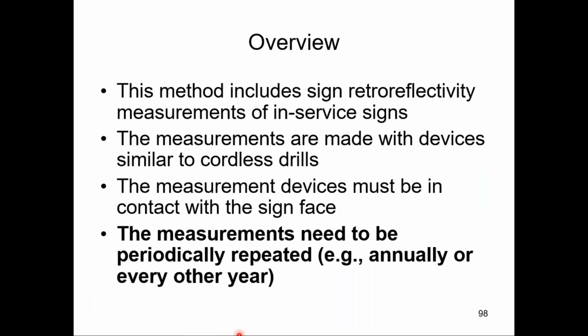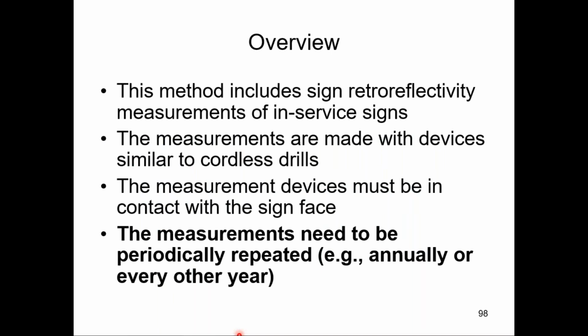It includes sign retroreflectivity measurements of in-service signs. The measurements are made with devices that some people say are similar to cordless drills. They're handheld devices, or sometimes I call them the guns, because they are somewhat analogous to a gun in terms of gripping the base of it. And the measurement devices must be in contact with the sign face. That's why I keep saying touching the sign or contacting the sign.